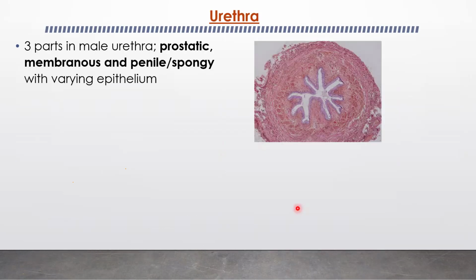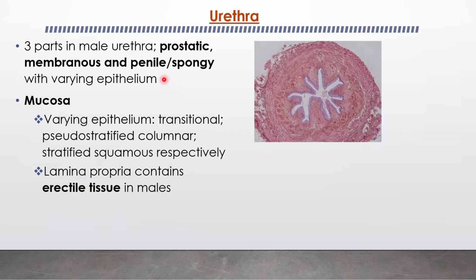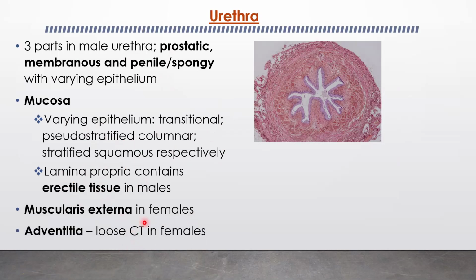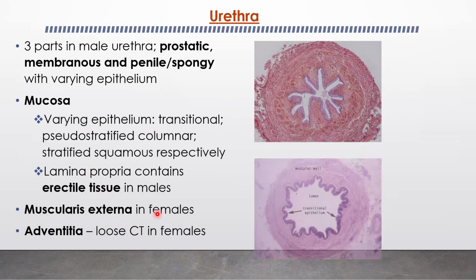So this is a urethra, you can appreciate 3 parts, actually it should be 4 parts. So preprostatic, prostatic, membranous, and penile or spongy urethra, varying with the epithelium as I alluded to earlier. Then the mucosa will vary from transitional, that is the urothelium, to pseudostratified columnar to stratified squamous keratinized epithelium. Then, of course, it will have a lamina propria containing this spongy tissue, the erectile tissue in males. And then you'll have a muscularis externa in females, and then the adventitia in females also, that connective tissue.